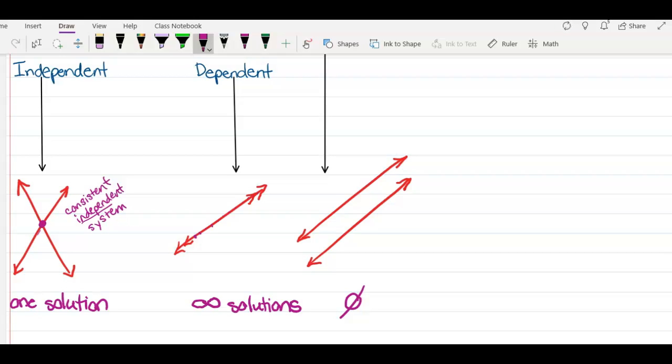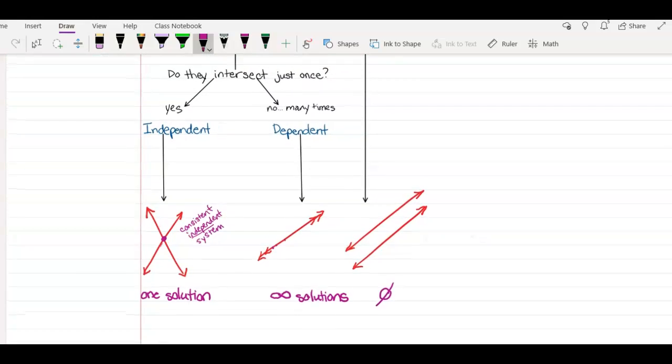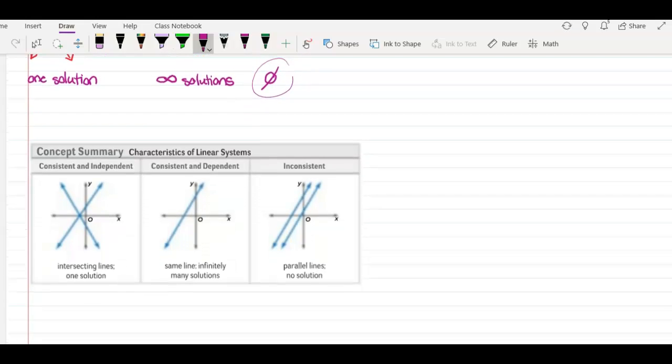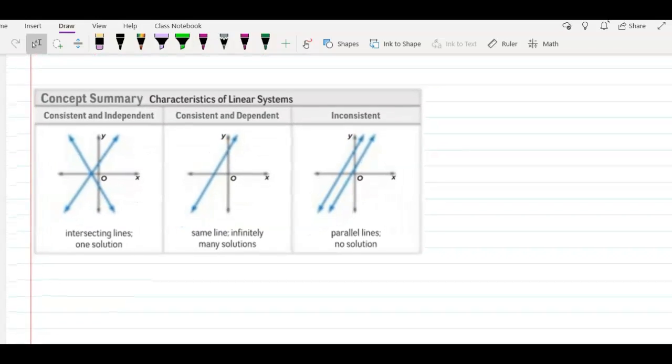Versus these lines, the one is literally laying on top of the other line, expecting it to support it up. It's dependent. And then here's an example of when they don't intersect at all, like parallel lines. These have no solution, and we just write it with this symbol. Here's the same information taken right from your book.